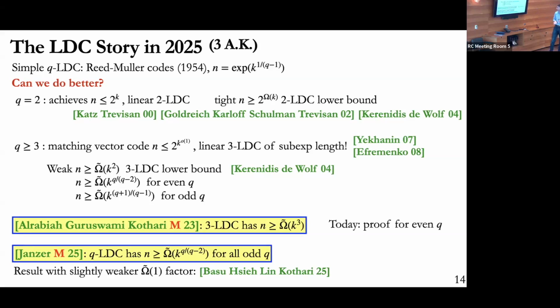And so today, after the break, the main thing I'm going to show you is again the proof for even q. I'm always going to do even unless I absolutely have to do odd, because there's a reason that even q is somehow technically easier to do than the odd q. All right.